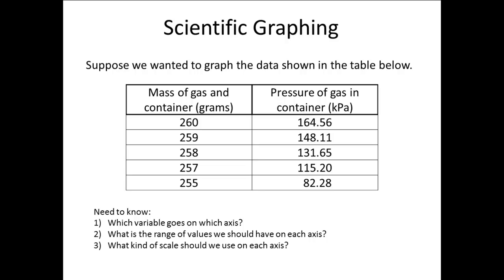Number three, what kind of scale should we use on each axis? Unlike math graphs, where the scale on each axis is usually the same, and usually one box equals one unit, the two scales do not need to be the same on a scientific graph, and they do not need to be one box equals one unit. We will need to choose the scale on each axis that shows the data best.